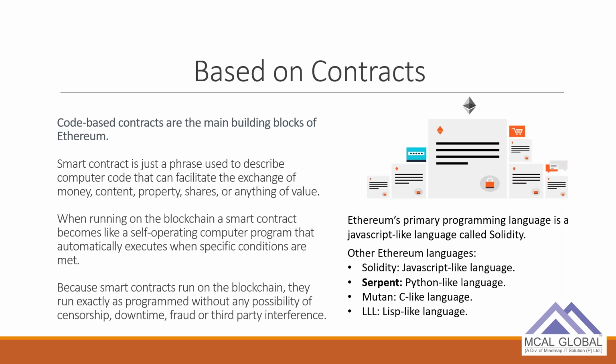Smart contract is a phrase used to describe a computer code that can facilitate the exchange of money, content, property, shares, or anything of value. So we saw the example of the music industry, right, wherein some artists are now directly releasing their music online, and it has smart code embedded in it that whenever you stream, a certain royalty will automatically go to the artist. So this is how it happens.